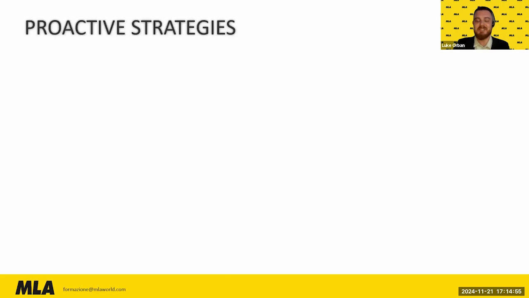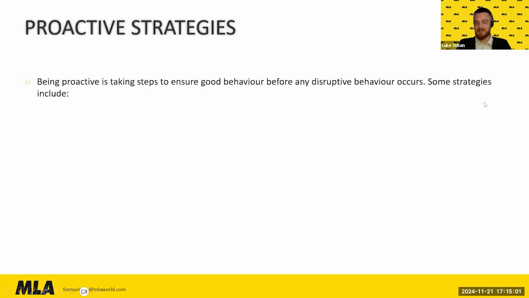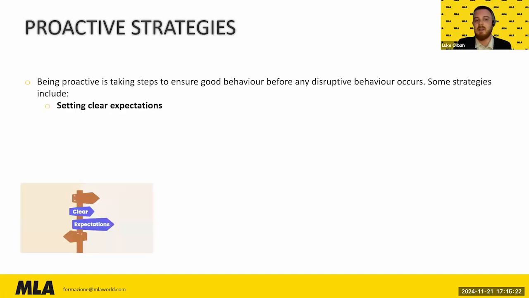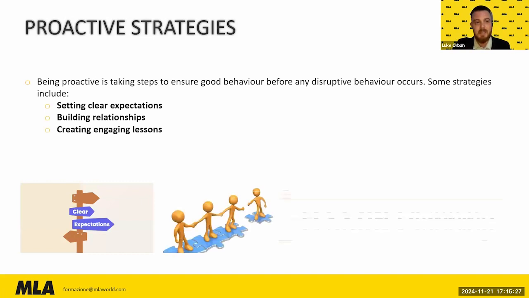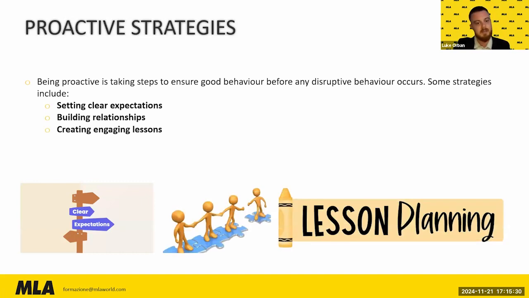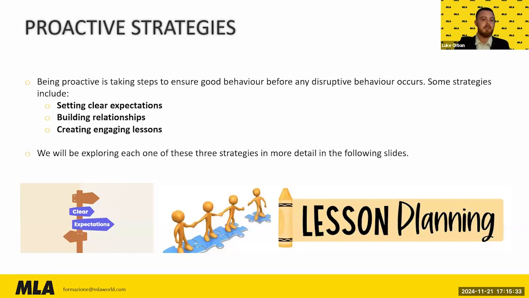So, looking at proactive strategies first. Being proactive is ensuring good behavior occurs in the classroom before any disruptive behavior has the opportunity to appear. So we've broken this down into three strategies. There are no doubt more, but given the time constraints that we have, we've given you three. These are setting clear expectations, fostering relationships, and creating engaging lessons. Okay, so we'll look at each of these in more detail now.